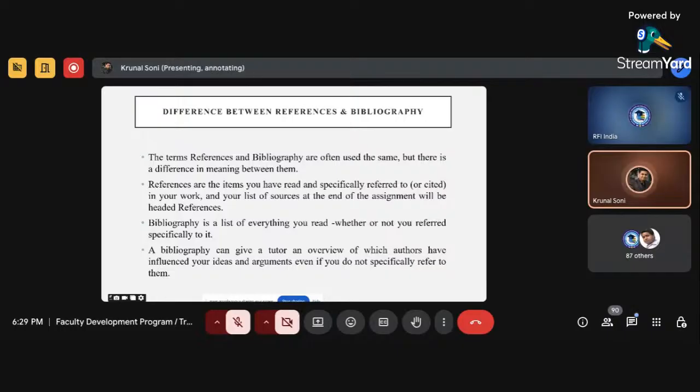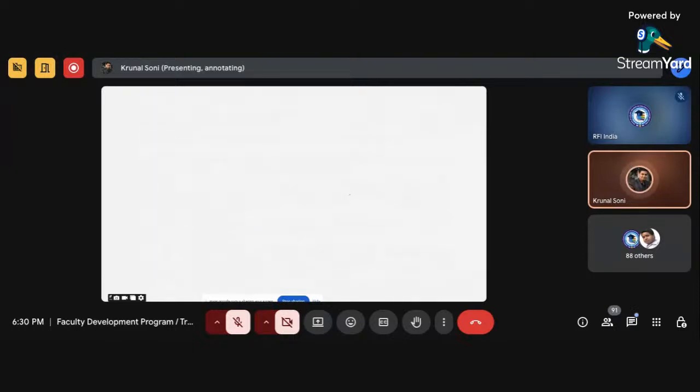And references give an idea to the future researcher of what a researcher should do and what the researcher has pursued in this particular paper out of their references. So this is the basic difference between referencing and bibliography.